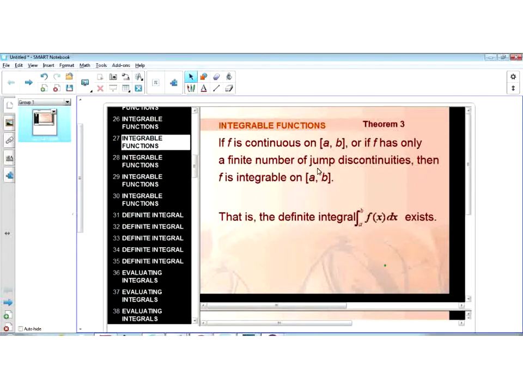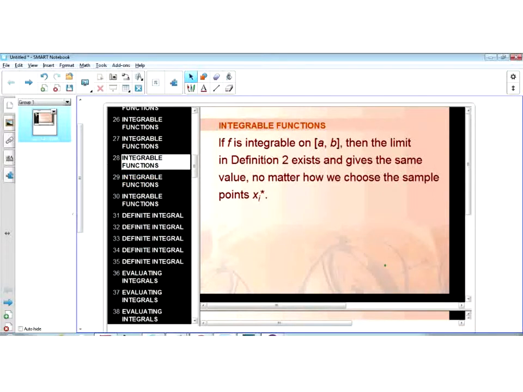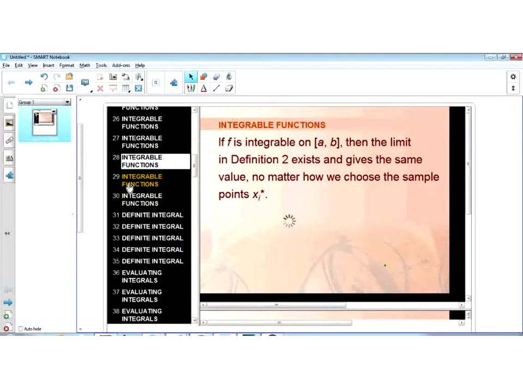If f is continuous on a closed interval, or if f has only a finite number of jump discontinuities, then f is integrable. Okay, so the definite integral exists. If f is integrable on a closed interval, then the limit in definition 2 exists and gives the same value no matter how we choose the sample points. Of course, we've said that.